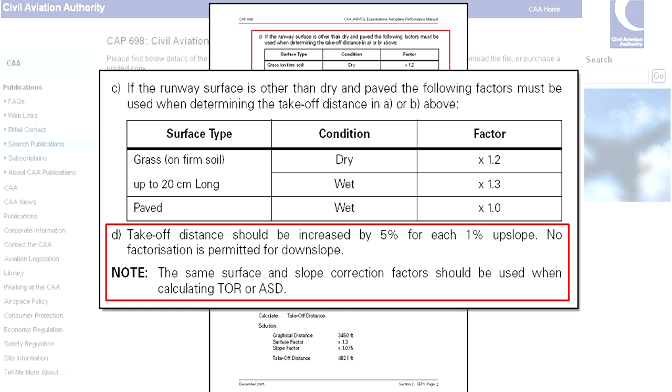The reason for ignoring the downslope is because a downslope will decrease the takeoff distance, and this helps to add a little extra safety to the takeoff distance calculation.